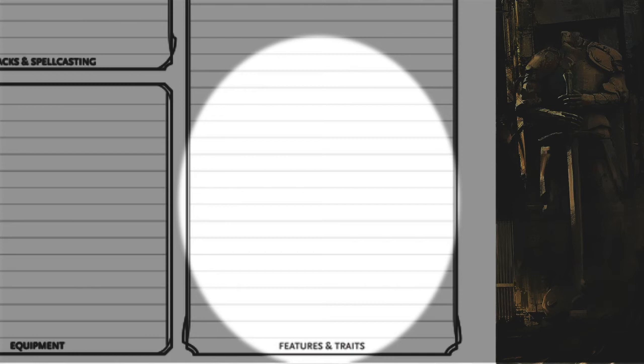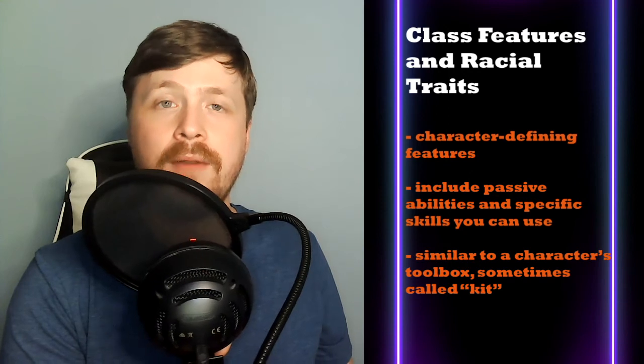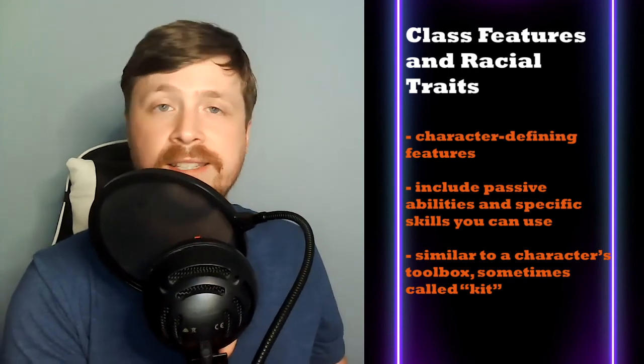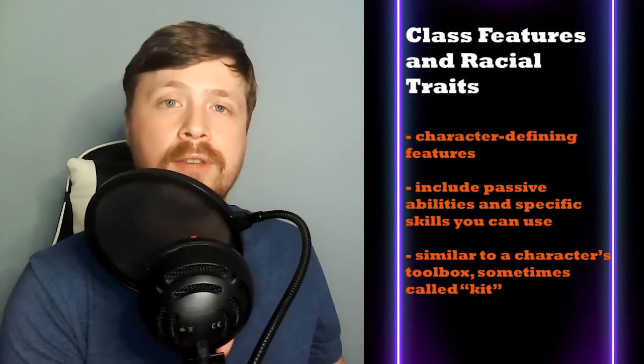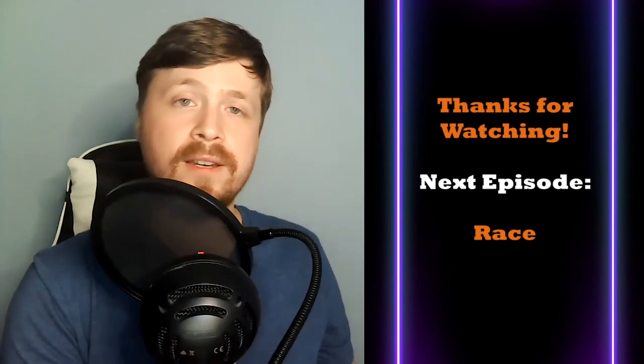Lastly, to the right, we have our racial traits and class features. This is where you're going to be writing down any of those special features that we mentioned in episode 1. These features will be character defining during gameplay and will solidify your role in the party. This section is really useful for writing down those different features and reminding us of the concrete options that we have to work with. So that's the basic 5th edition character sheet.